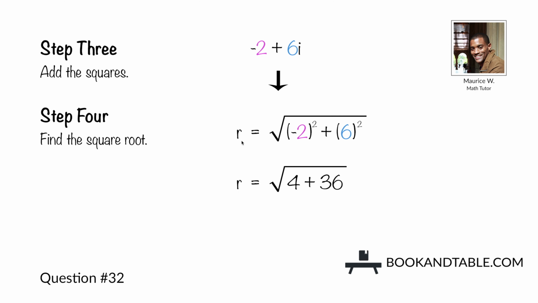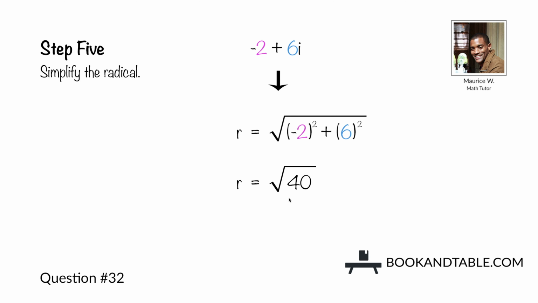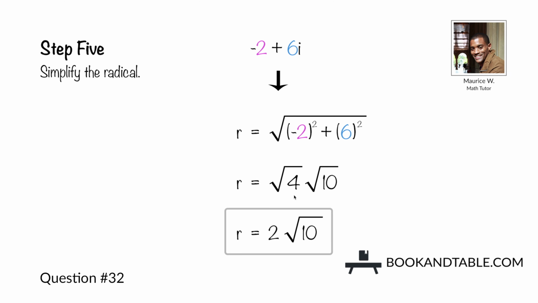So the modulus r is equal to negative 2 squared, which is 4, plus 6 squared, which is 36. 4 plus 36 is equal to 40. This can be simplified further. The square root of 40 is equal to the square root of 4 times the square root of 10. The square root of 4 is equal to 2. So the modulus of negative 2 plus 6i is equal to 2 radical 10.